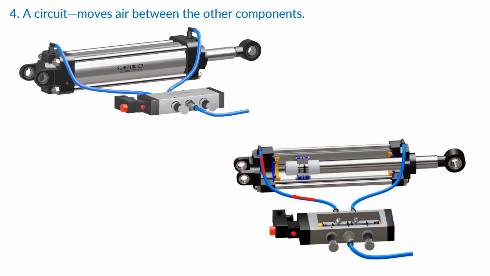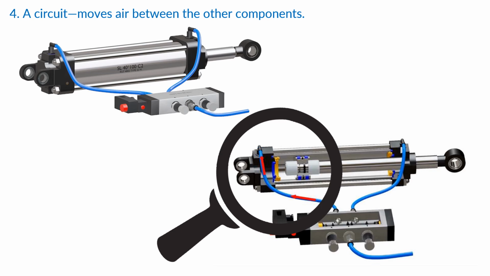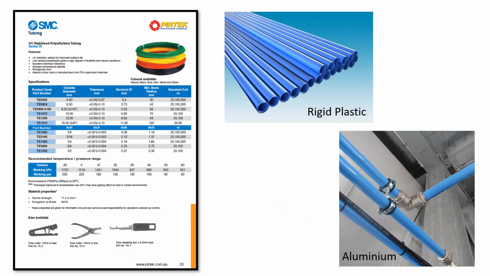The next major component of a pneumatic system is the circuit. This consists of the conductors, or the tubes, pipes or hoses that move the compressed gas around the system. The compressed gases can be moved around the circuit using rigid or flexible conductors, like the blue tubing that we see on many pneumatic systems. Rigid conductors are available in plastic and metal. Flexible conductors are available in plastic.